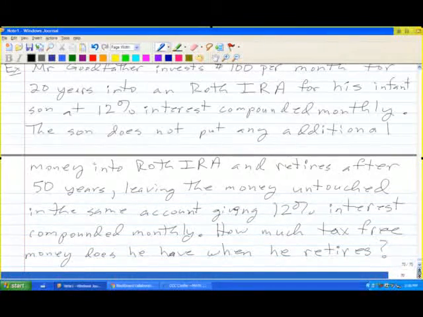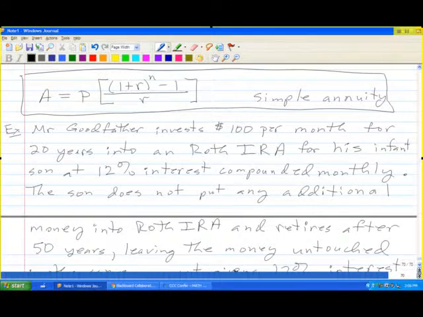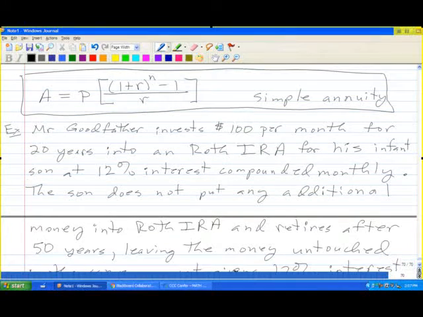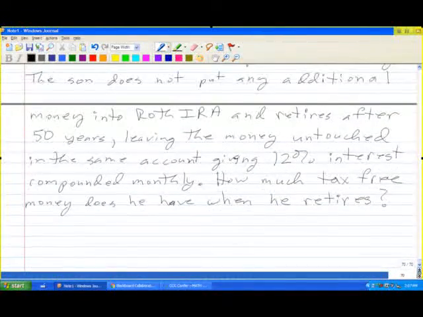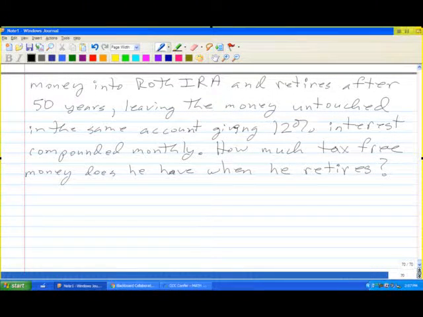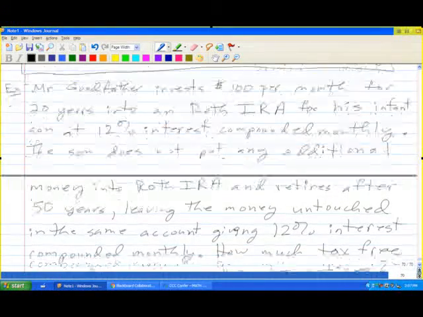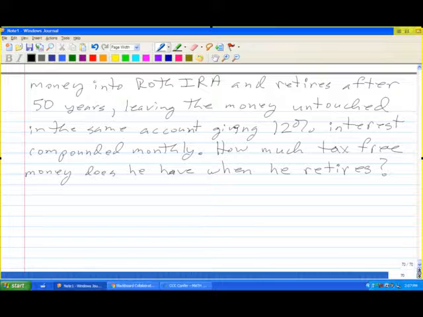Okay, so let's see. So it's $100 per month. So I guess Mr. Goodfather invests $24,000 total. So it's not that much money he's putting into the account. What does that come out to equal? Okay, so he's putting it into an annuity. And so for the first 20 years, let's figure out what happens.